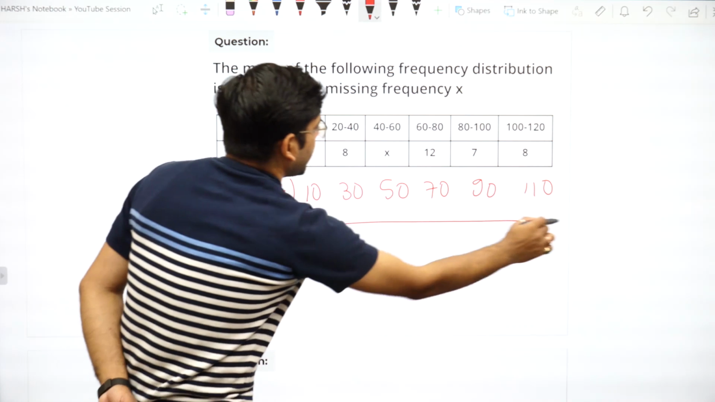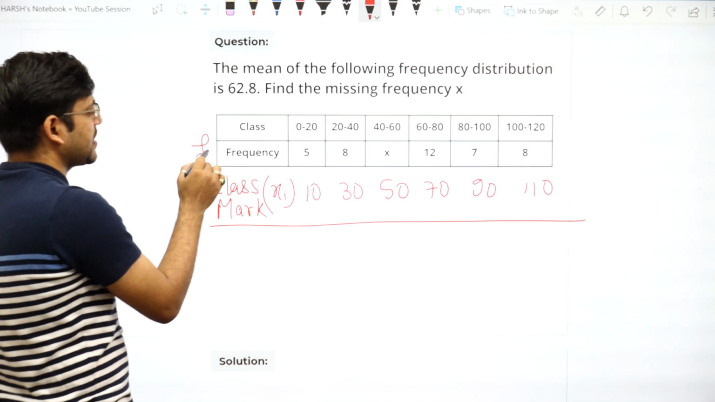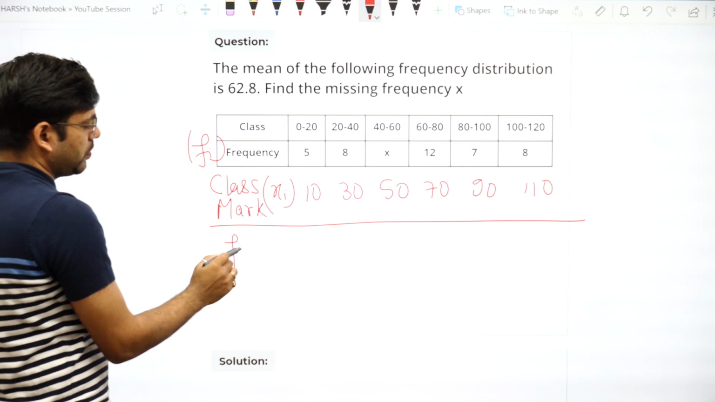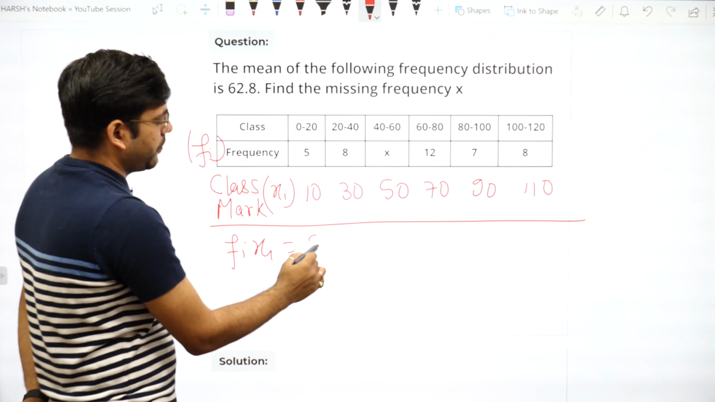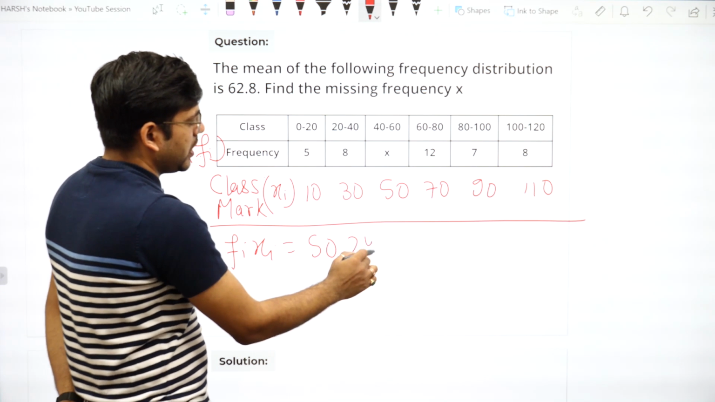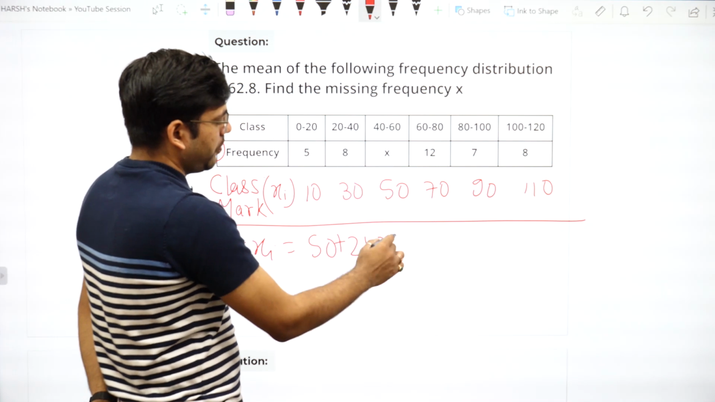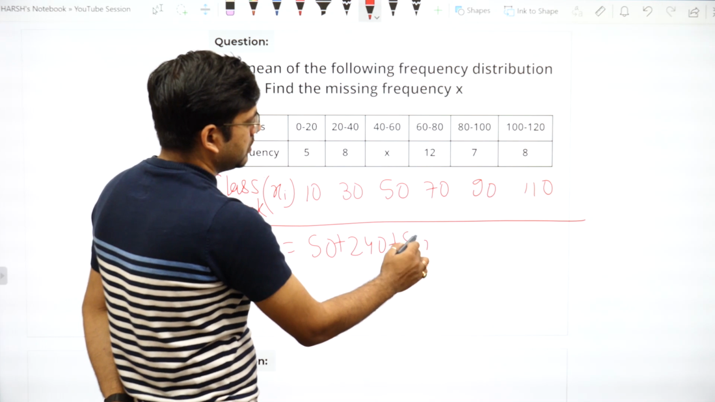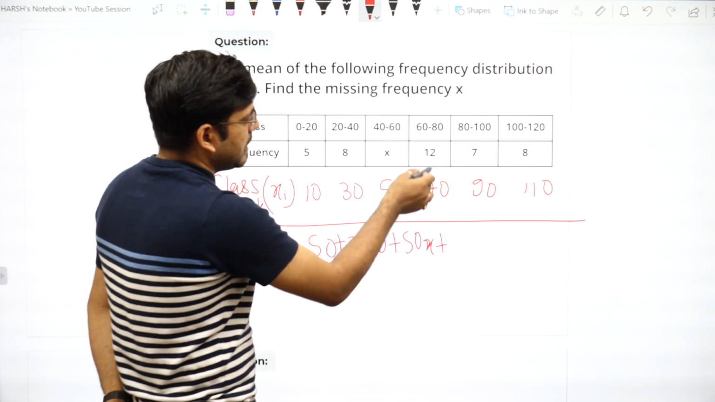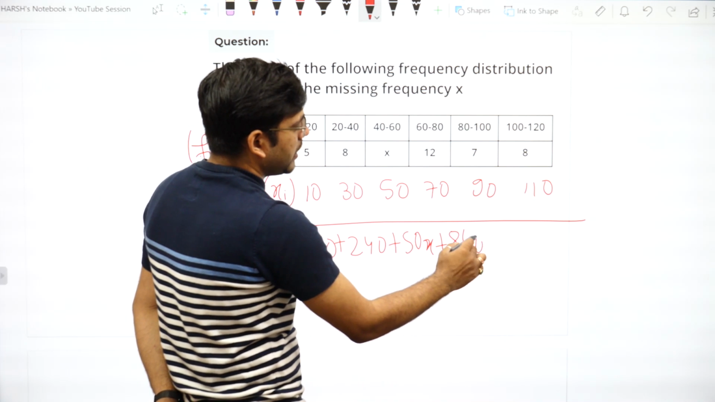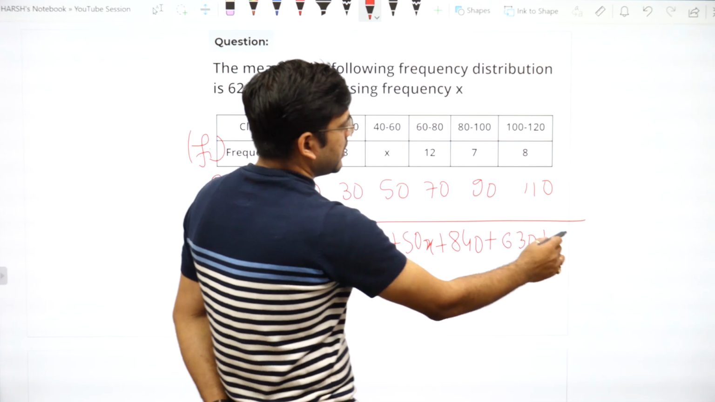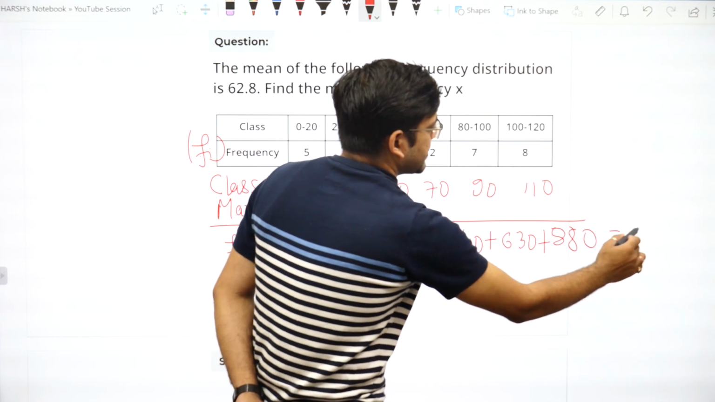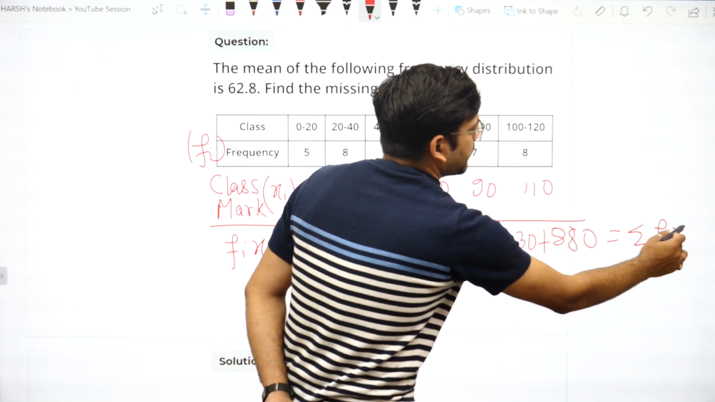So when you multiply, this is frequency, so this is Fi. So you will be multiplying both of them, Fi, Xi. This will be like 50, 83, 240. I'm adding all of them, 50x, then adding 12 into 70, that is 840, and then adding 19, that is 630, and then adding, that is 880. Now this is summation of Fi, Xi.